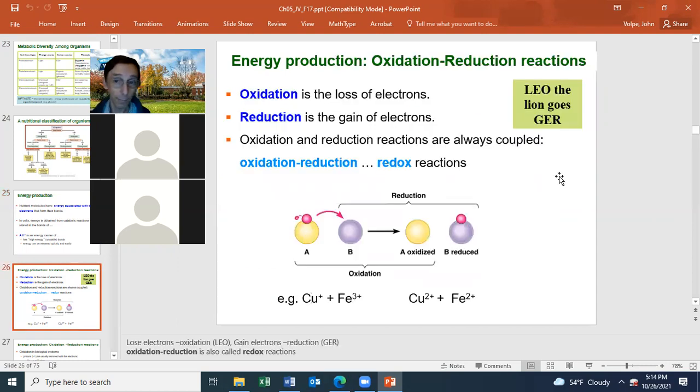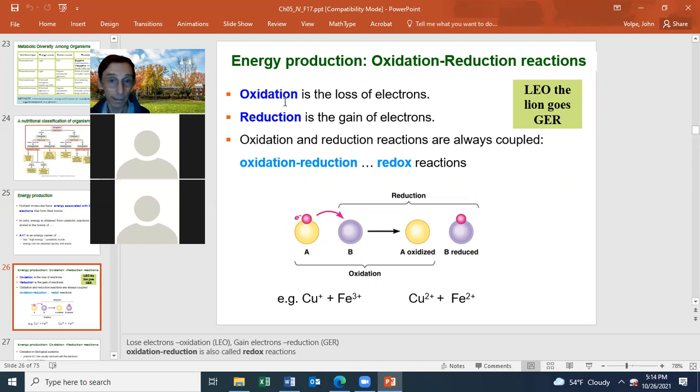So when our cells produce energy, they do so by using oxidation reduction reactions. These are two reactions that are always paired. When one molecule becomes oxidized, the other molecule becomes reduced. Oxidation is when a molecule loses its electrons, and this could be a molecule or an atom. Reduction is where the other molecule or atom gains an electron.